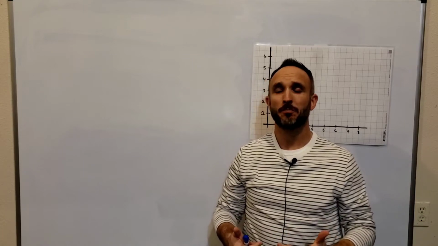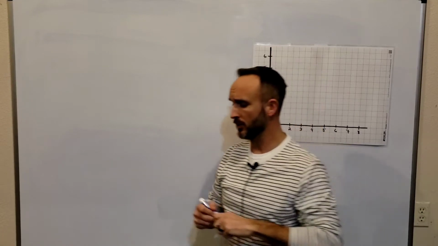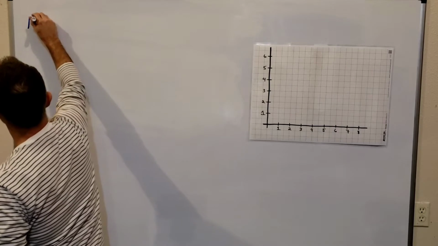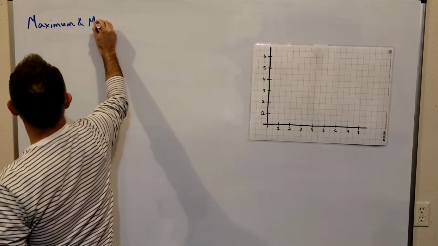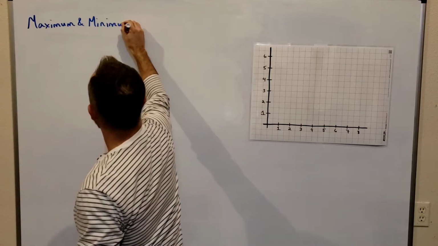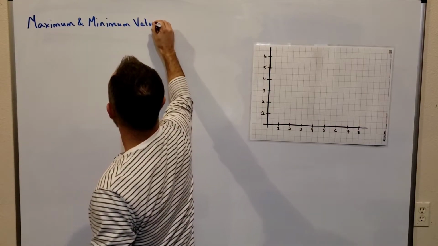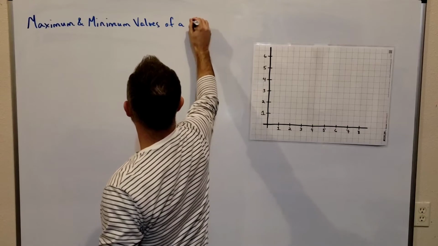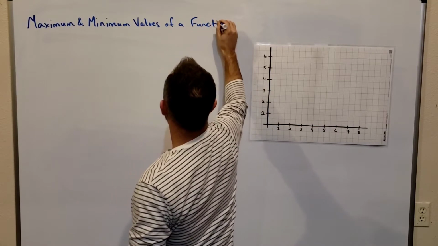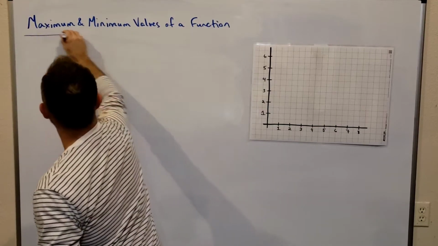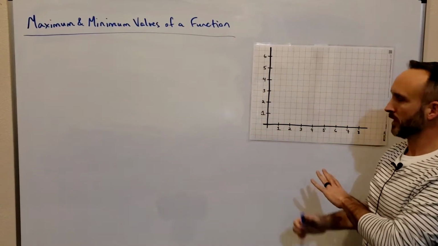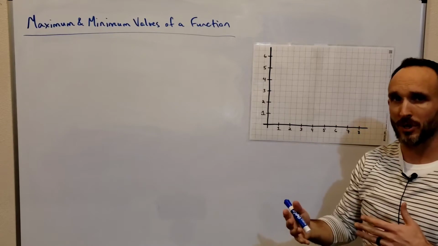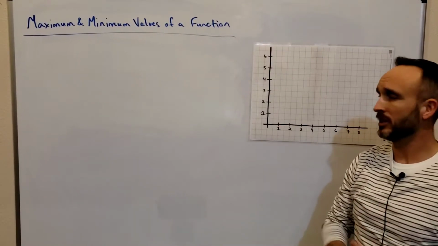Today we're going to look at maximum and minimum values of a function. Okay? And as you can see, I've got some graph paper here set up. We're going to do a bit of graphing, so if you have graph paper handy, I'd recommend using it if you're going to take some notes.